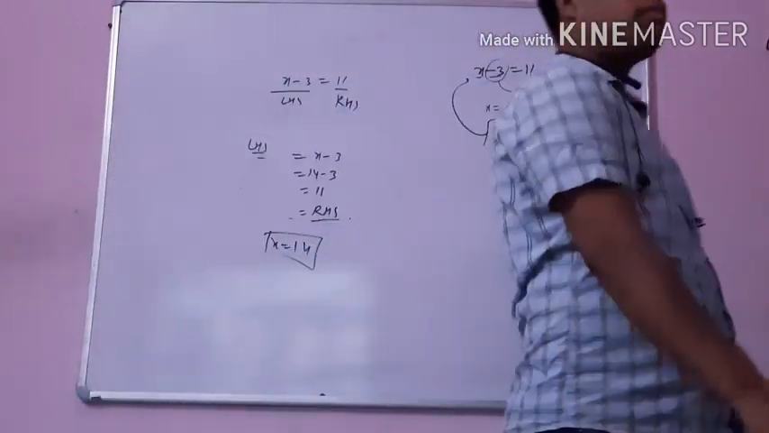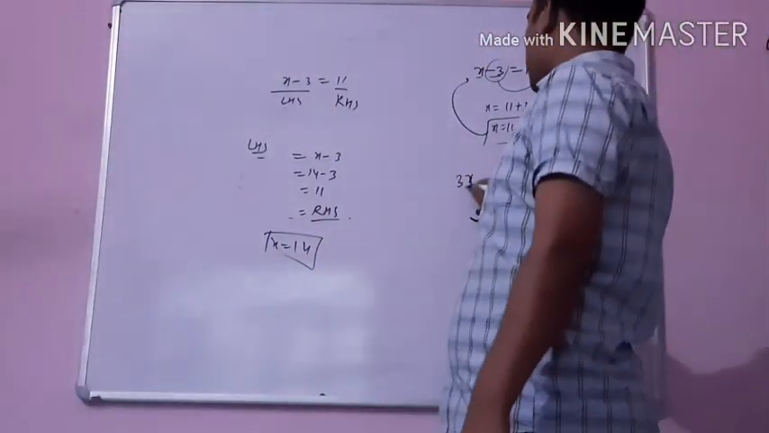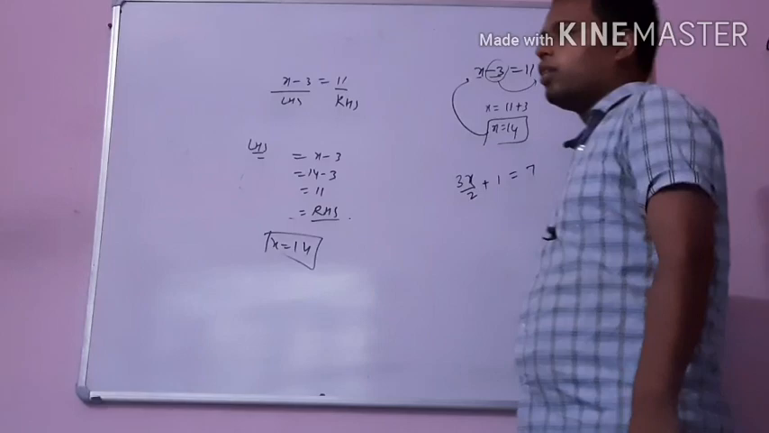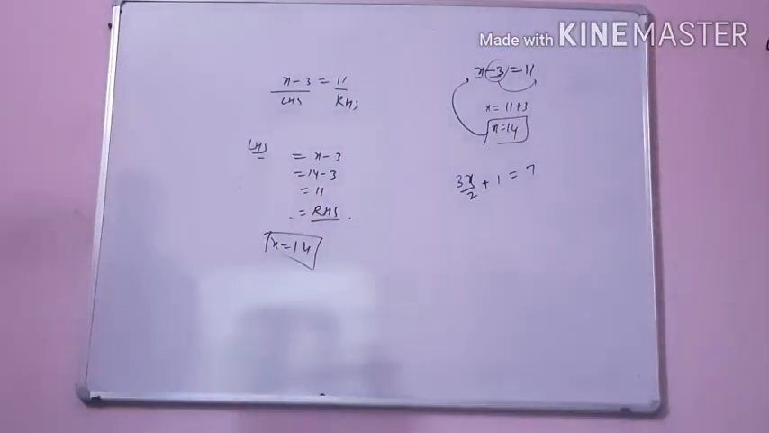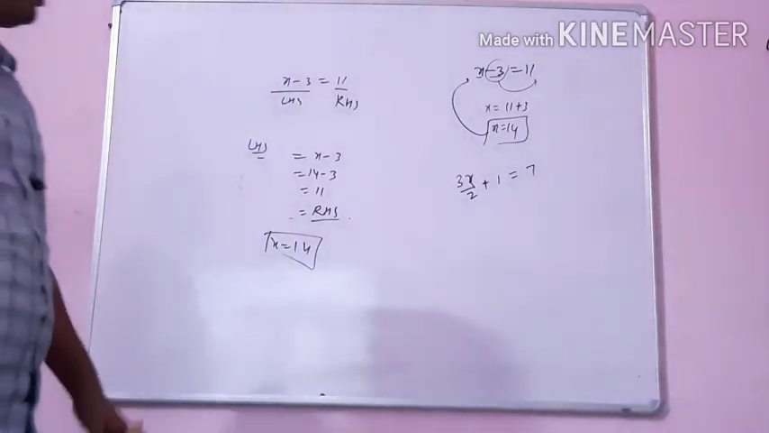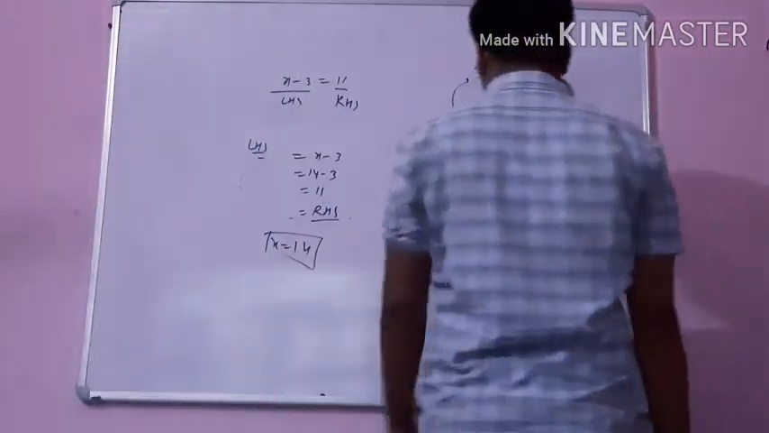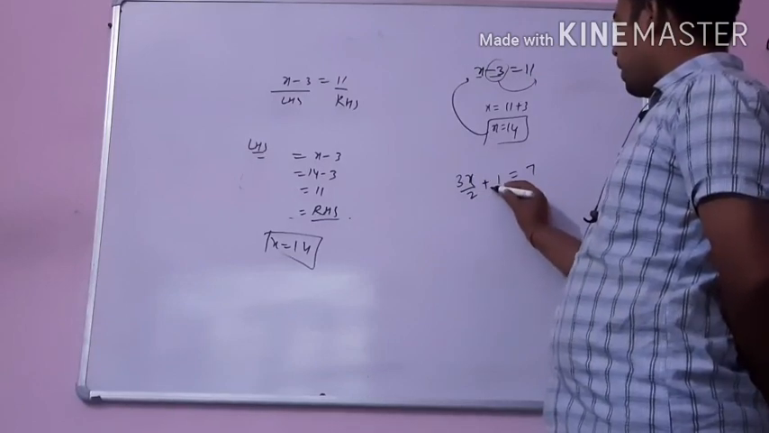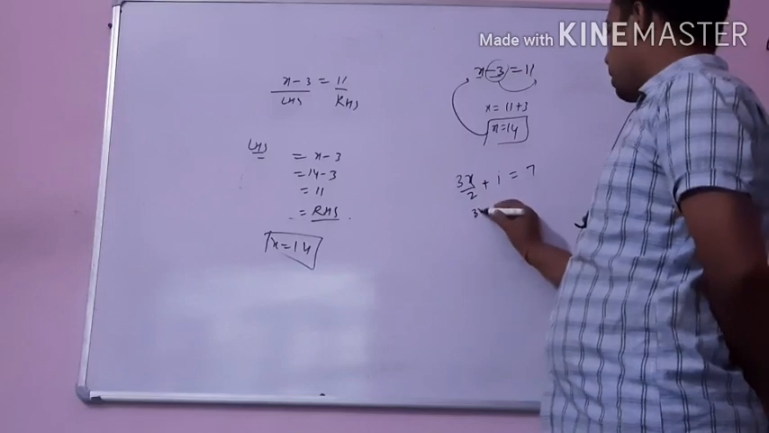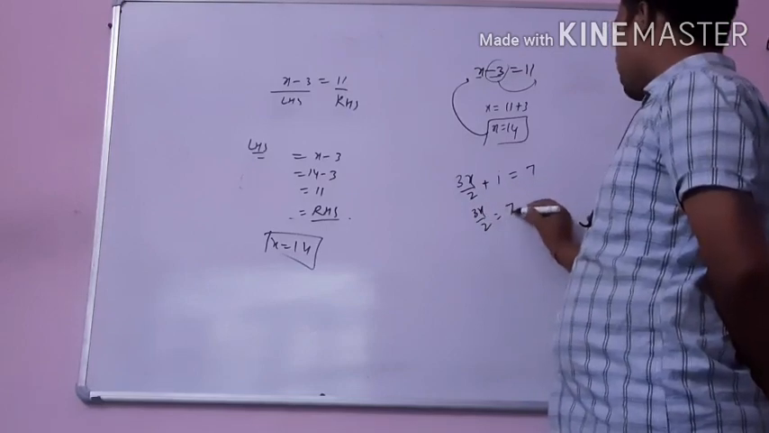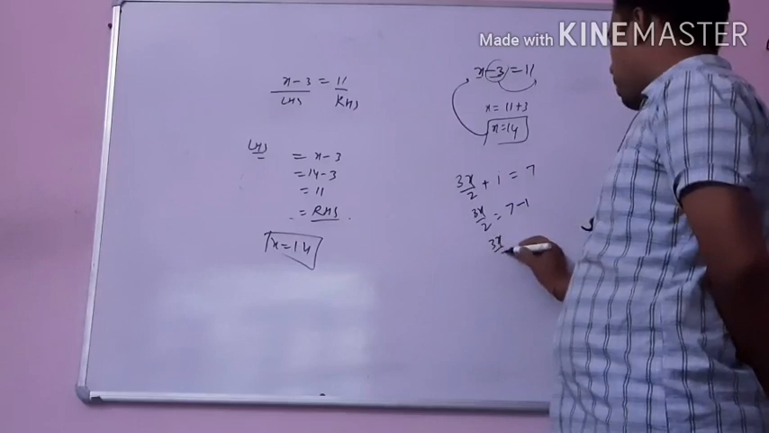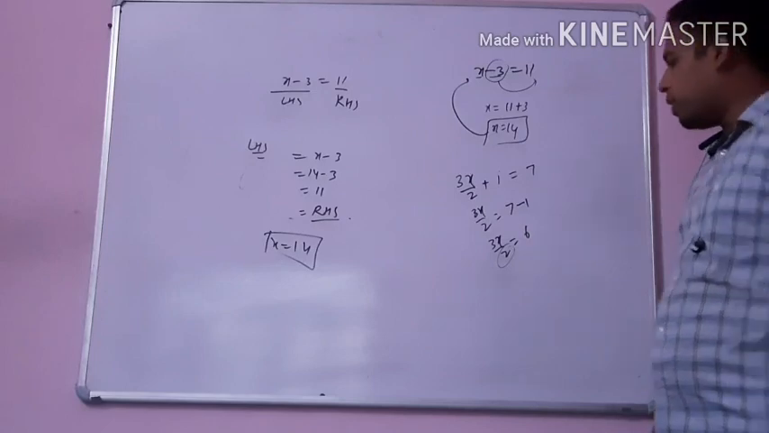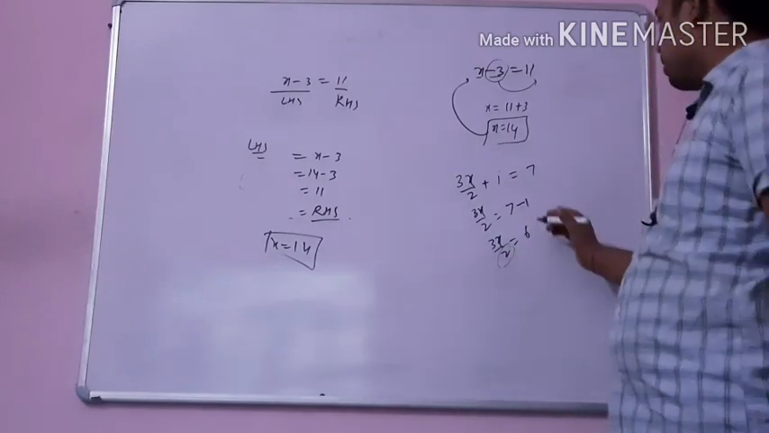Suppose you are given another equation, that is 3x upon 2 plus 1 equals 7. Find the value of x that satisfies the given equation. So here first we will take plus 1 to this side, it will become minus 1, so 3x upon 2 equals 6. Now see, 2 is in division, so when this comes to this side, it will become multiplication.